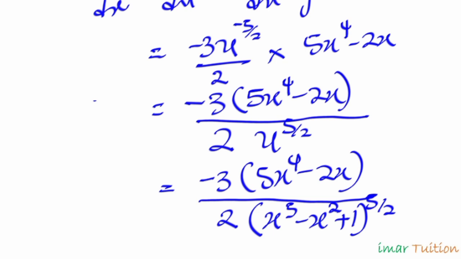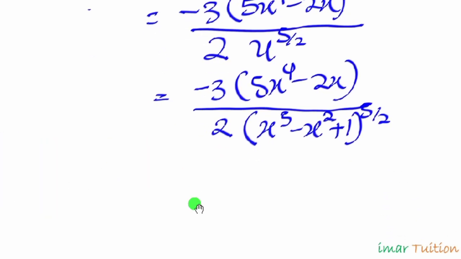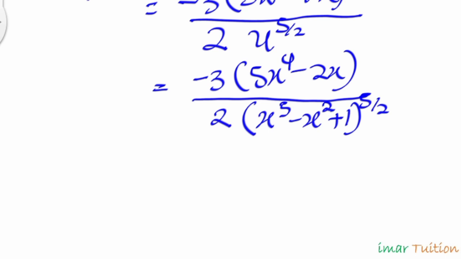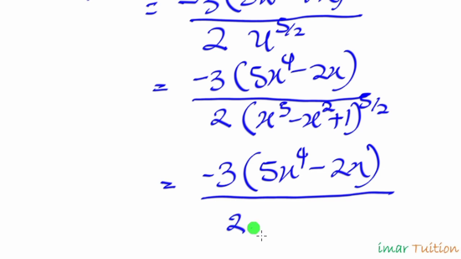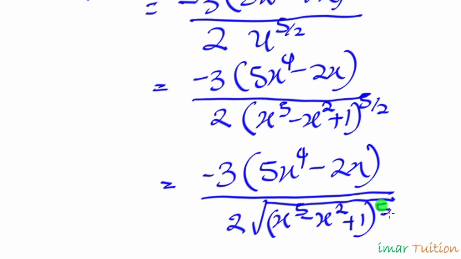If you don't see this as an option, it is a multiple choice question. You can go ahead and do it further like this by keeping this as minus 3 (5x^4 - 2x) divided by 2 times the square root of (x^5 - x^2 + 1) all in brackets to the power 5.